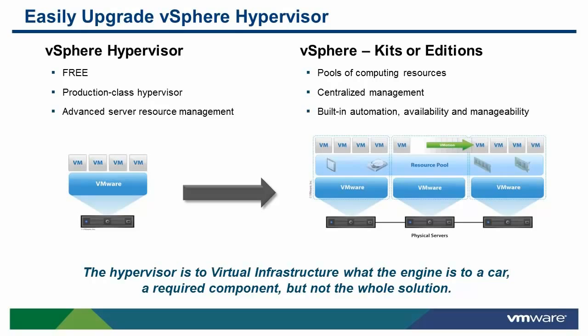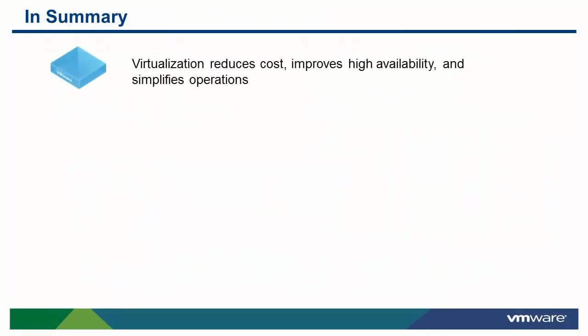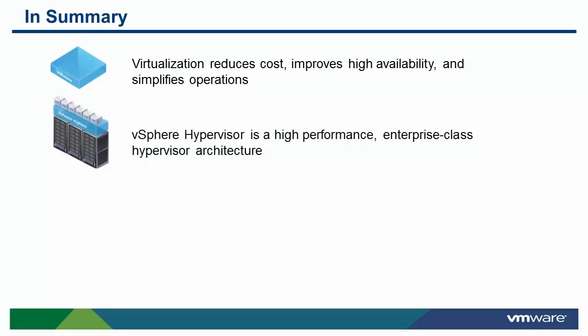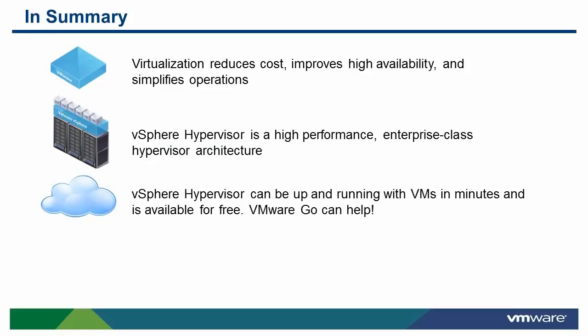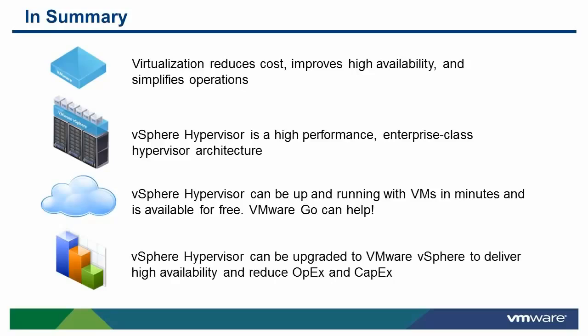vSphere Hypervisor is free and allows for the partitioning of a single server. It is quick and easy to upgrade to different kits or editions of vSphere by simply applying a valid license key. To sum up, VMware virtualization reduces cost, improves availability, and simplifies operations utilizing our enterprise-class hypervisor architecture. Get up and running in minutes for free, then upgrade to higher editions for higher availability and enterprise savings.